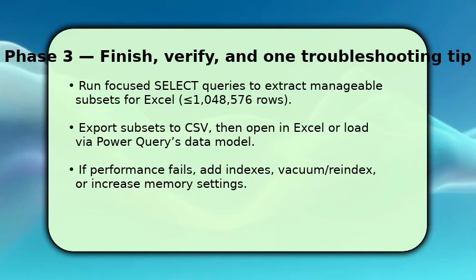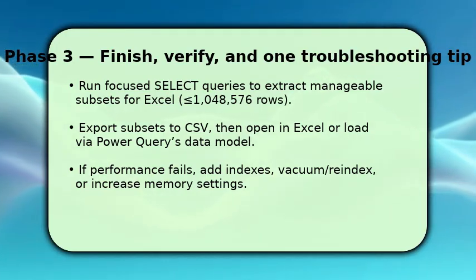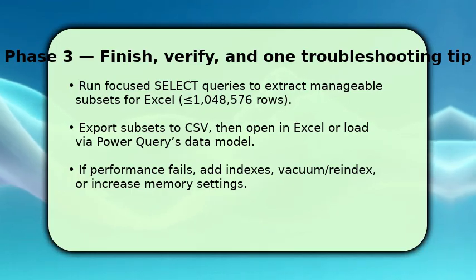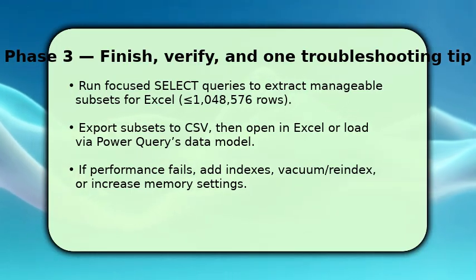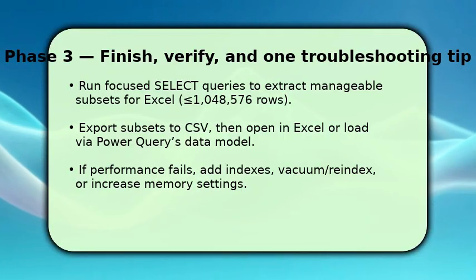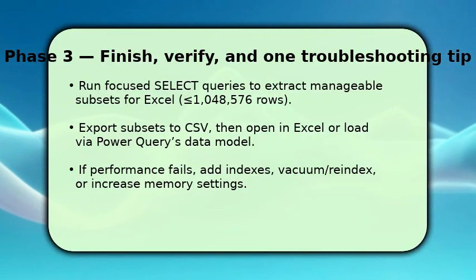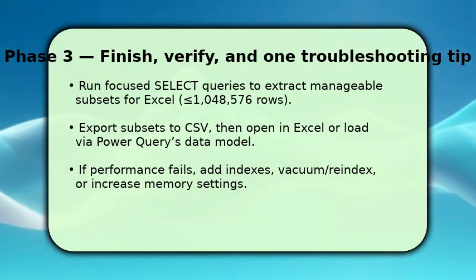You now use SQL to extract only the rows and columns you need. Export those subsets as CSVs that fit Excel's grid limit: 1,048,576 rows by 16,384 columns, and open them normally. Once you export, you can also load data into Excel's data model via Power Query for pivoting.